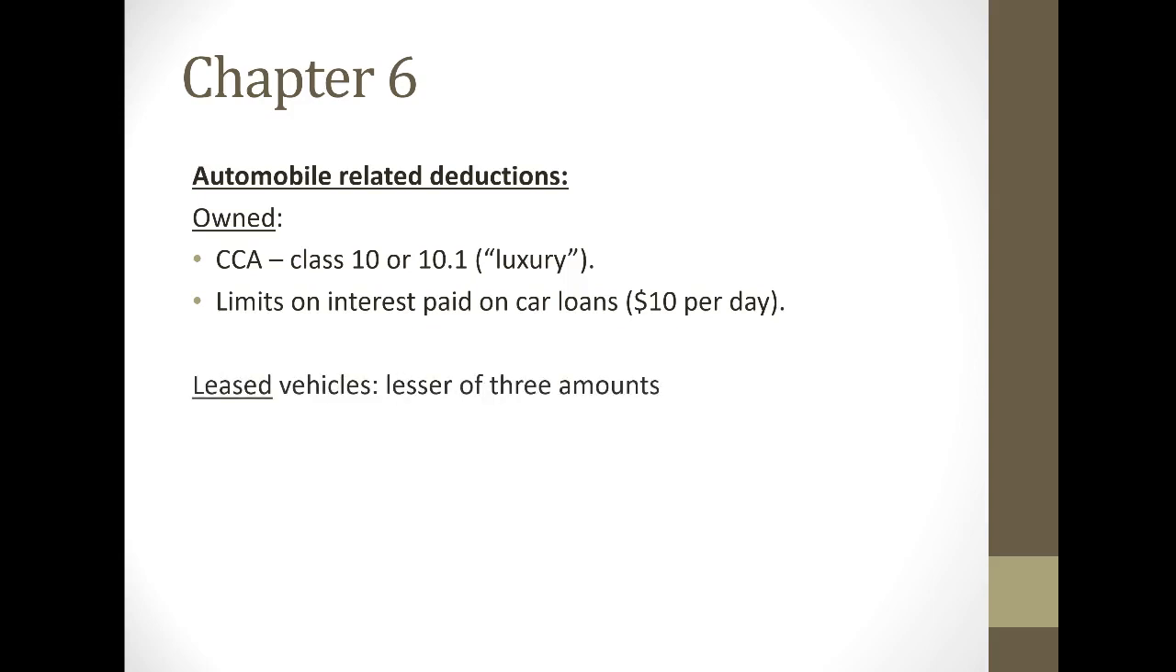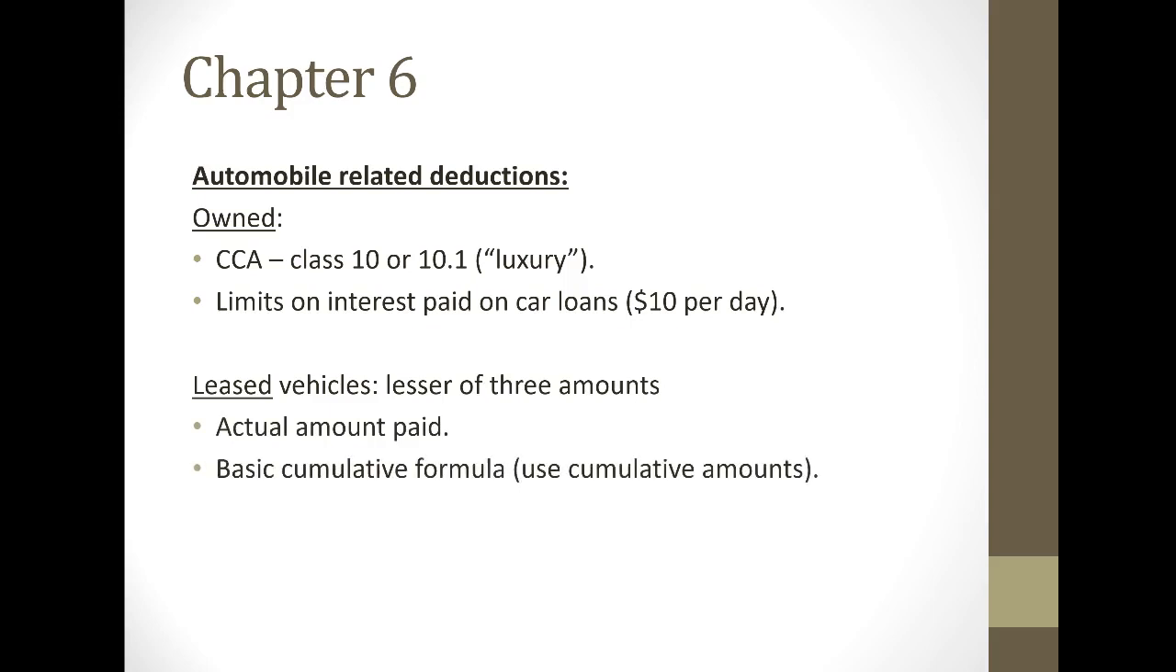There were also some complex calculations for when a company leases vehicles. If a company leases vehicles, the deductible amount is the lesser of three amounts. The first is the amount that was actually paid. The second amount was based on a formula that we call the basic cumulative formula. Now remember, the basic cumulative formula limits high monthly lease payments. And then the third amount was the anti-avoidance formula, which limits expensive leased cars.